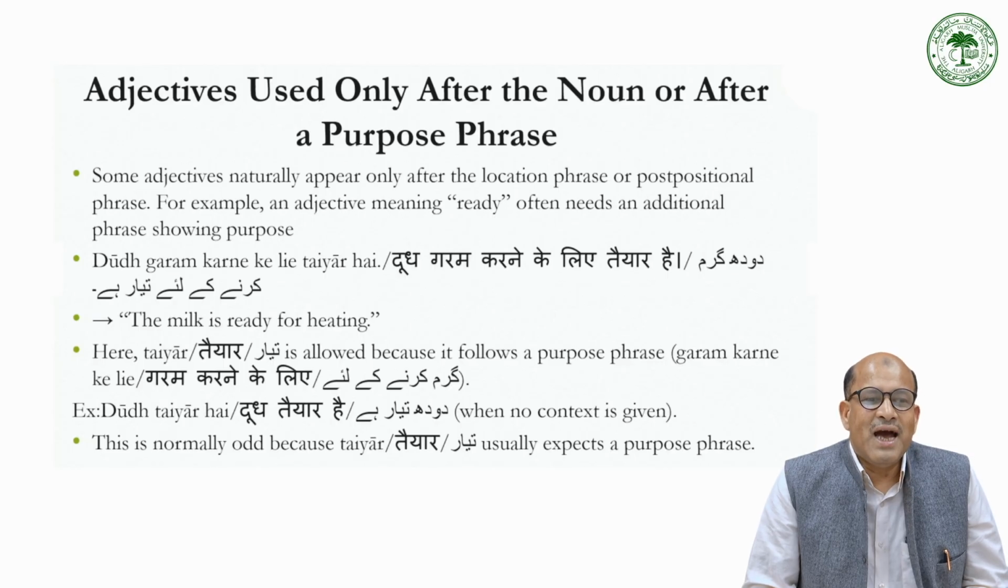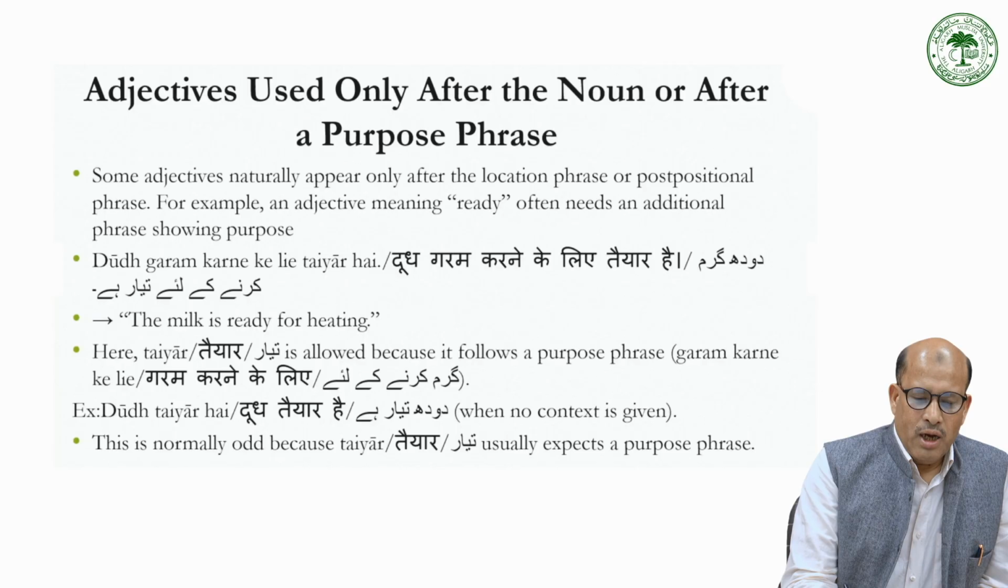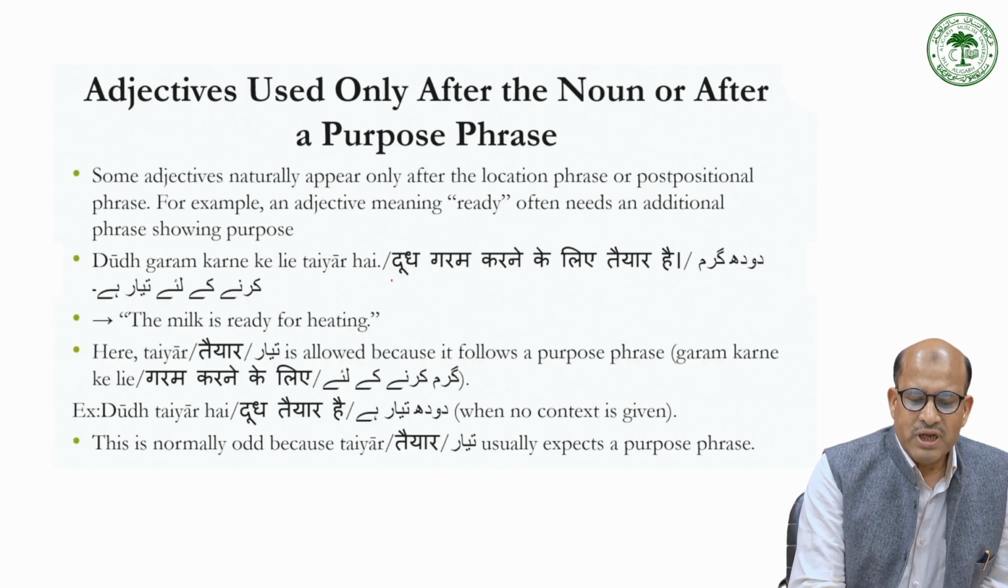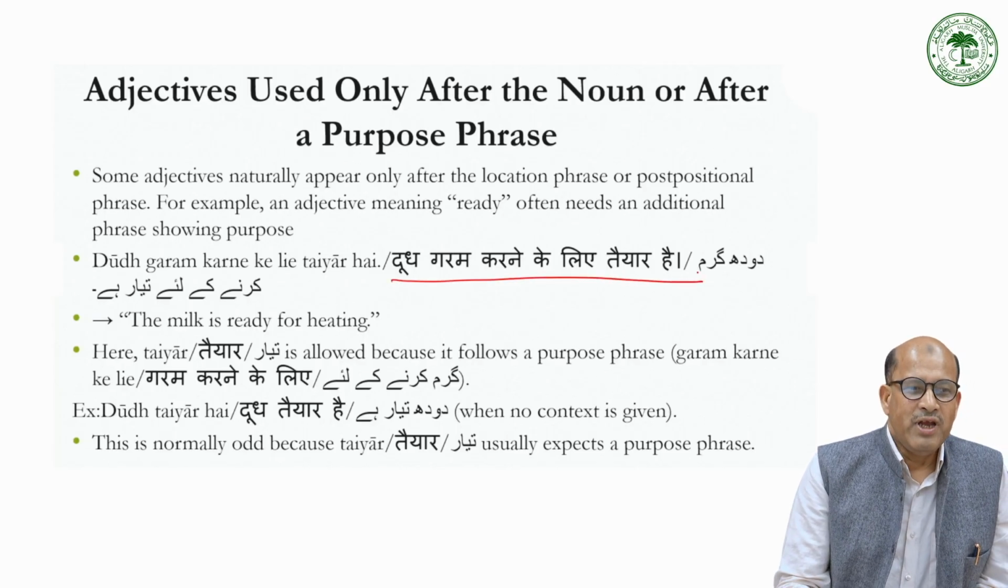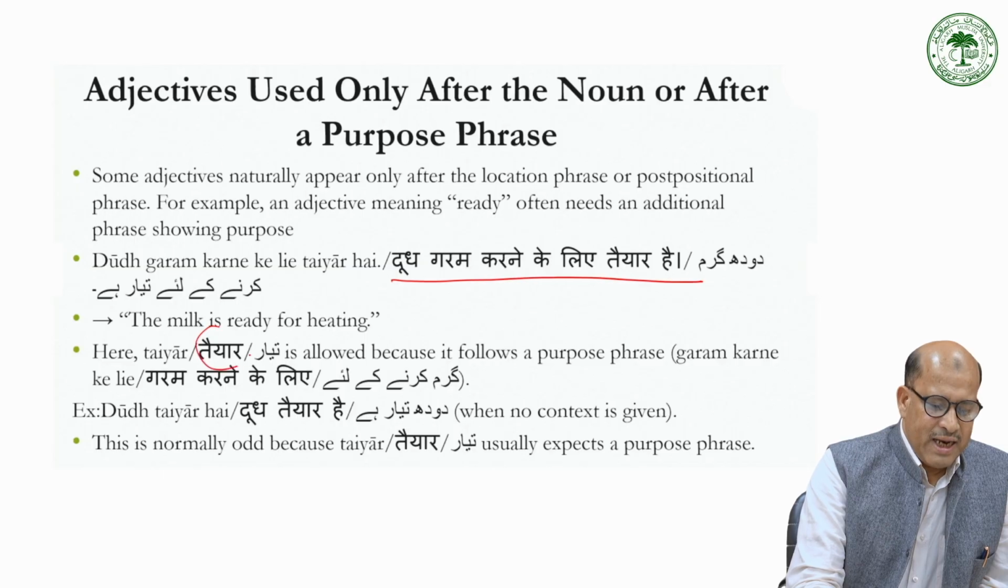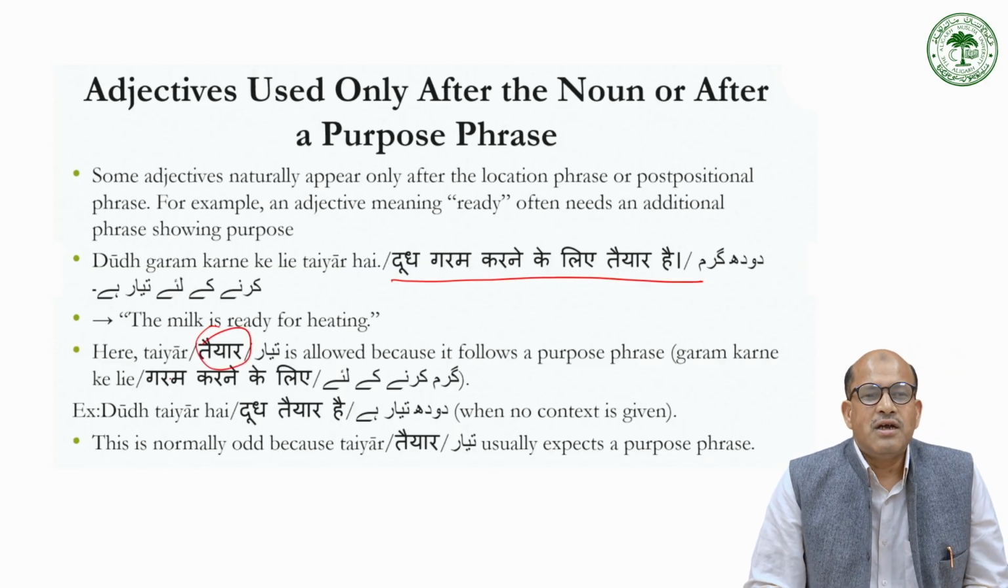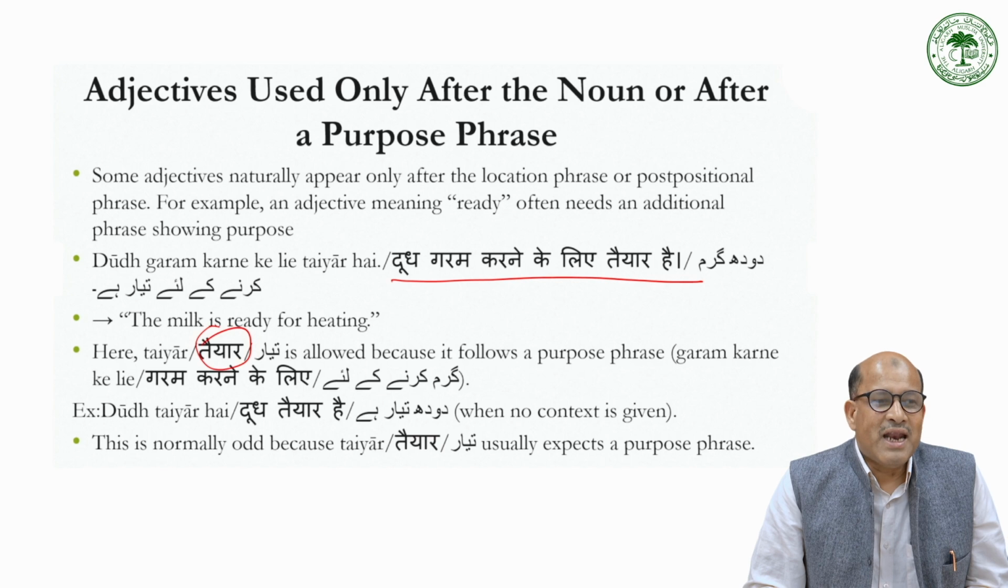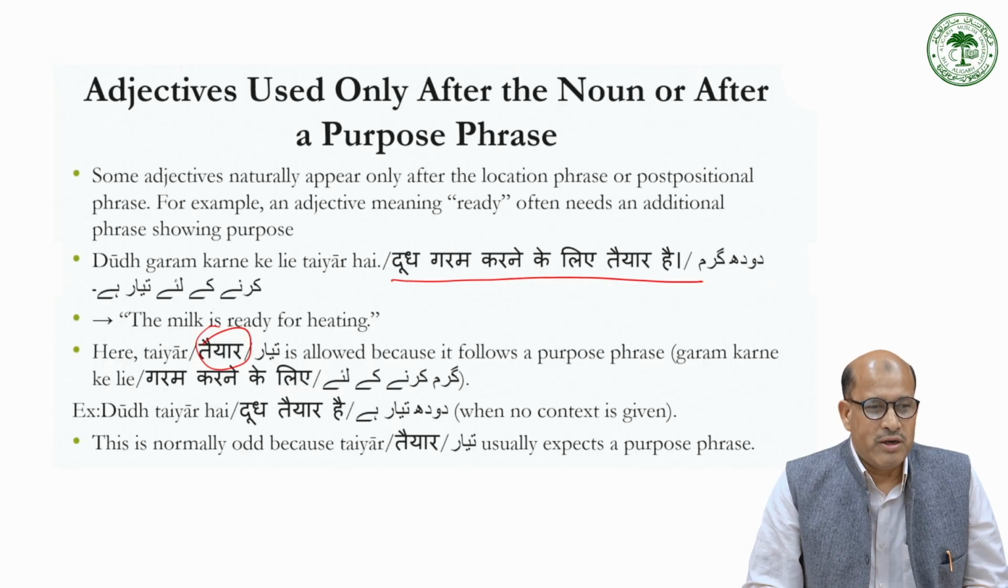So here tayyar is allowed because if you look at the sentence once more, दूध गर्म करने के लिए तैयार है. This word tayyar is allowed because it follows a purpose phrase like garam karne ke liye. Why is this दूध ready? To make it warm, to make it hot.